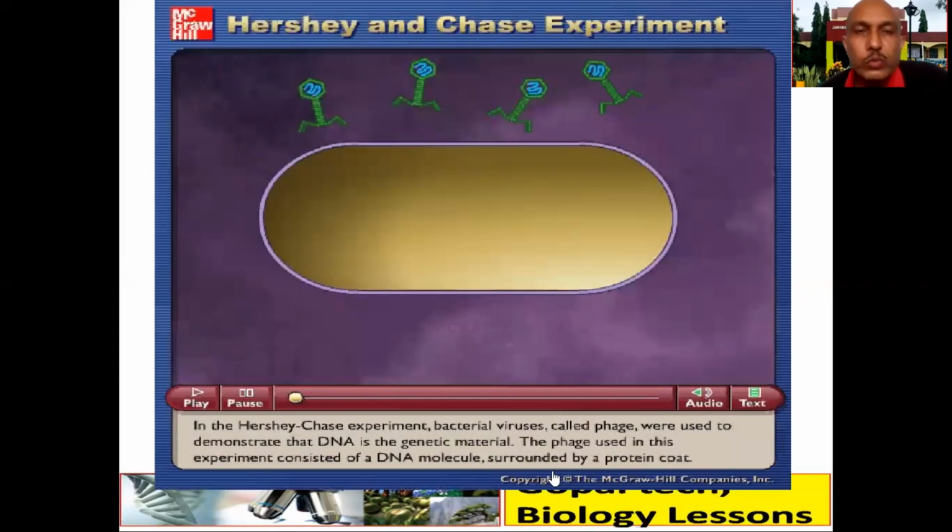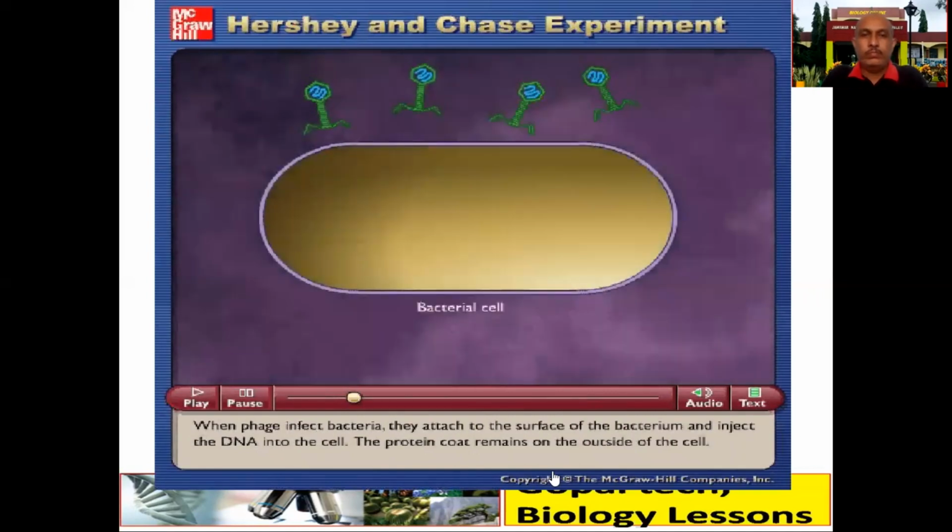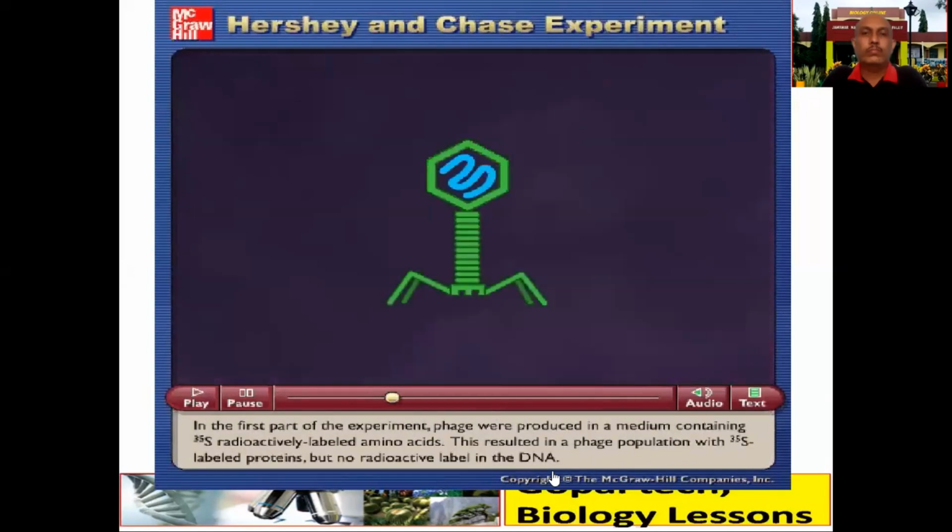Just watch this Hershey and Chase video. In the experiment, bacterial viruses called phage were used to demonstrate that DNA is the genetic material. The phage used in this experiment consisted of a DNA molecule surrounded by a protein coat. When phage infect bacteria, they attach to the surface of the bacterium and inject the DNA into the cell. The protein coat remains on the outside of the cell. In the first part of the experiment, phage were produced in a medium containing S35 radioactively labeled amino acids. This resulted in a phage population with S35 labeled proteins, but no radioactive label in the DNA.